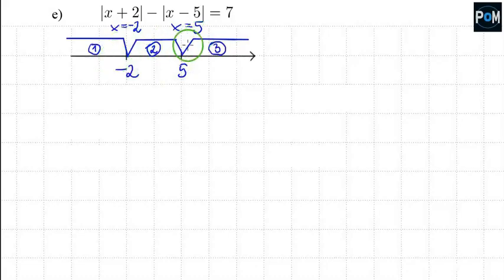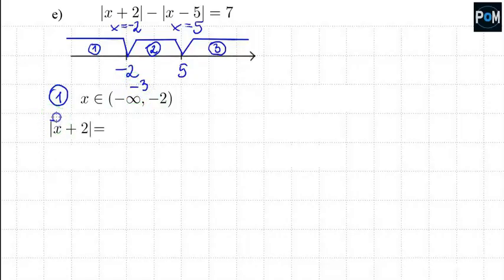The first section will be the interval extending from negative infinity all the way up to negative 2. This is our very first interval. For instance, within this particular interval, we have the number negative 3. If we substitute minus 3 for x in the first absolute value, we'll get minus 3 plus 2. That's minus 1. So this absolute value is negative.